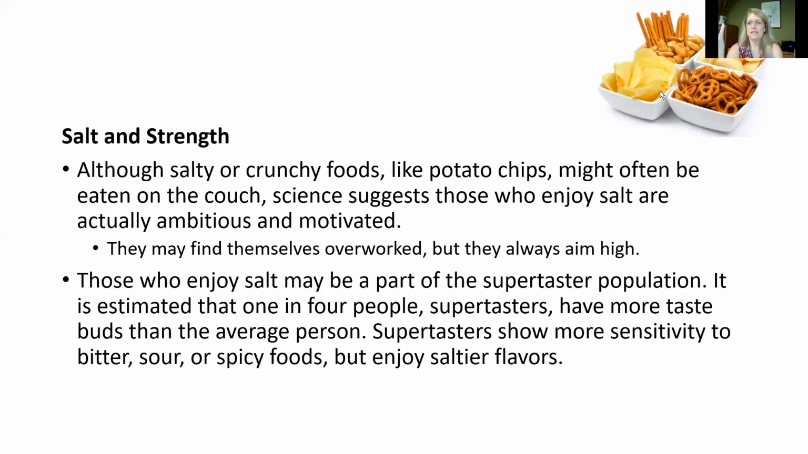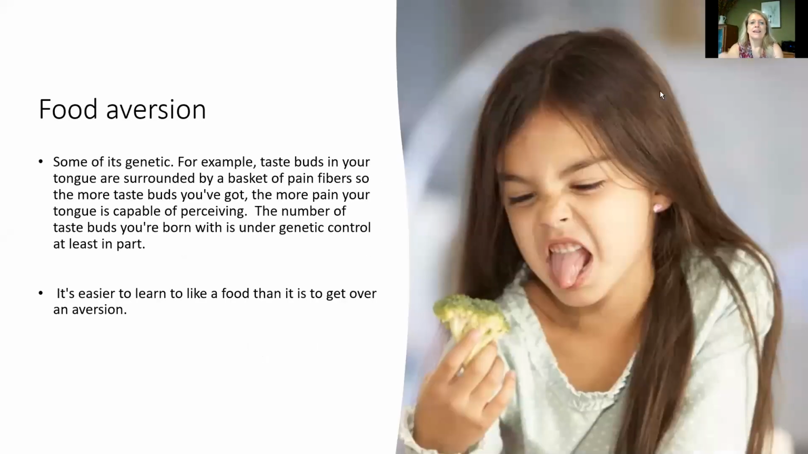And what does that mean? So part of our food aversion is also based on our taste buds. And genetically, how many taste buds do we have in a concentrated area of our tongue? We also learn not to like things, but it's actually easier to learn to like a food versus getting over an aversion if the aversion is based on the taste buds that you're given at birth.